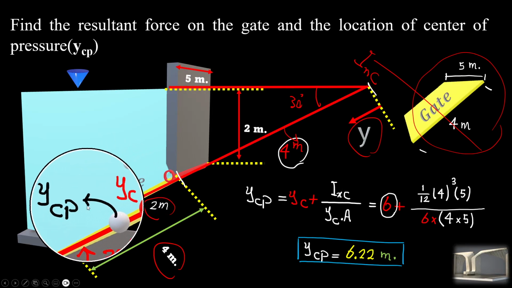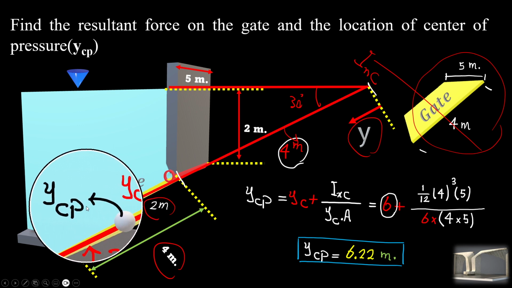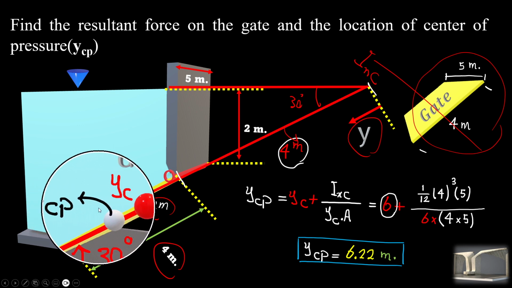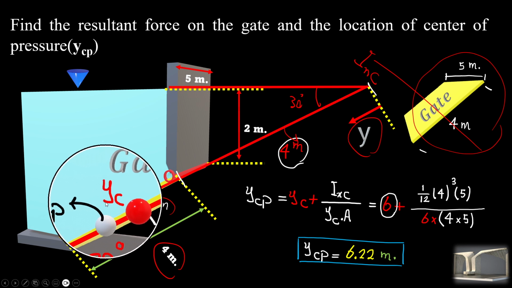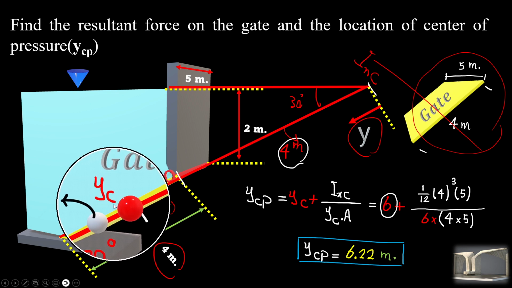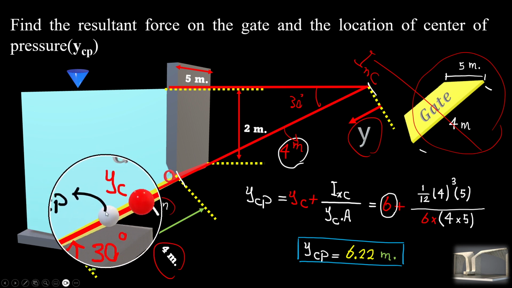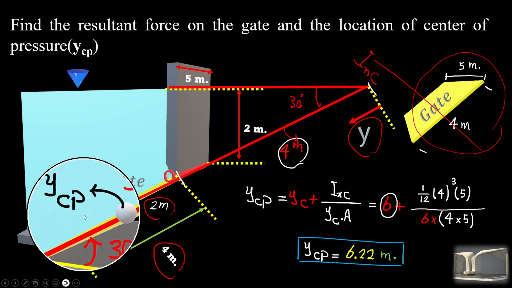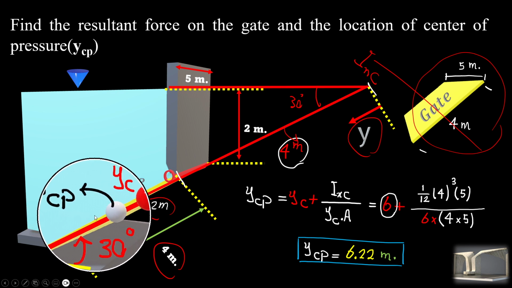As you can see here, Y CP is always below the centroid, and as you dive deeper into the water, the distance between Y C and Y CP gets closer and closer.